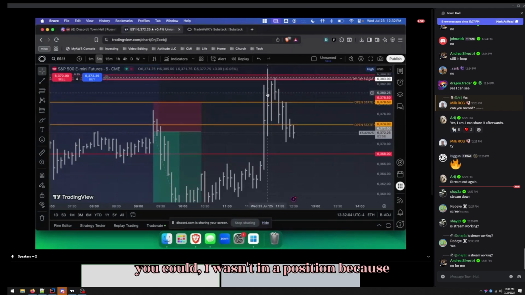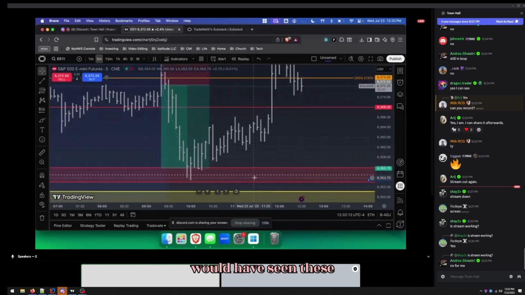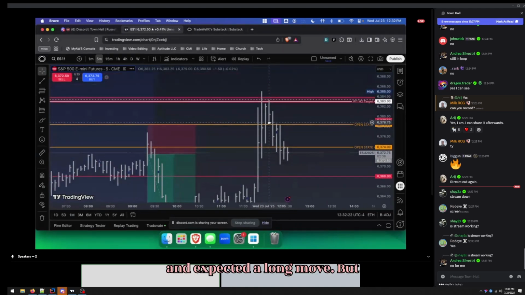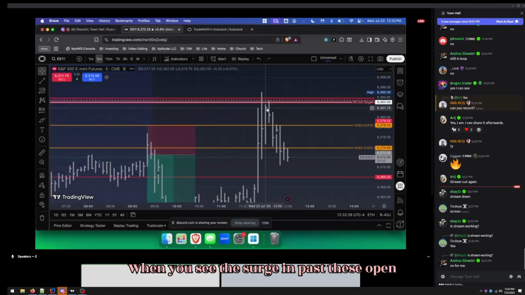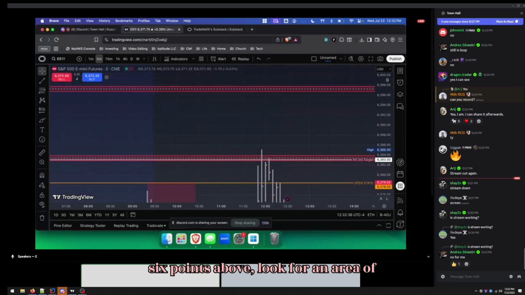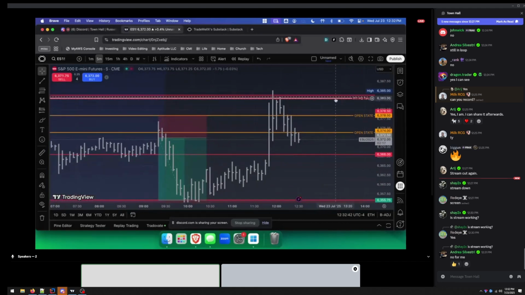When I wasn't in a position because I was getting ready for today's town hall, what you could have done is, on this move up, you would have seen these vectors and this yellow box and different stuff on both NQ and ES, with the pivot on NQ being defended and a long move expected. Then when you see it surging past these open states, just set an entry in small size. Set your stop 5-6 points above and look for an area of validation. I have another one up here, but that's for Outlier. You could have done that, and that would have been exceptional.